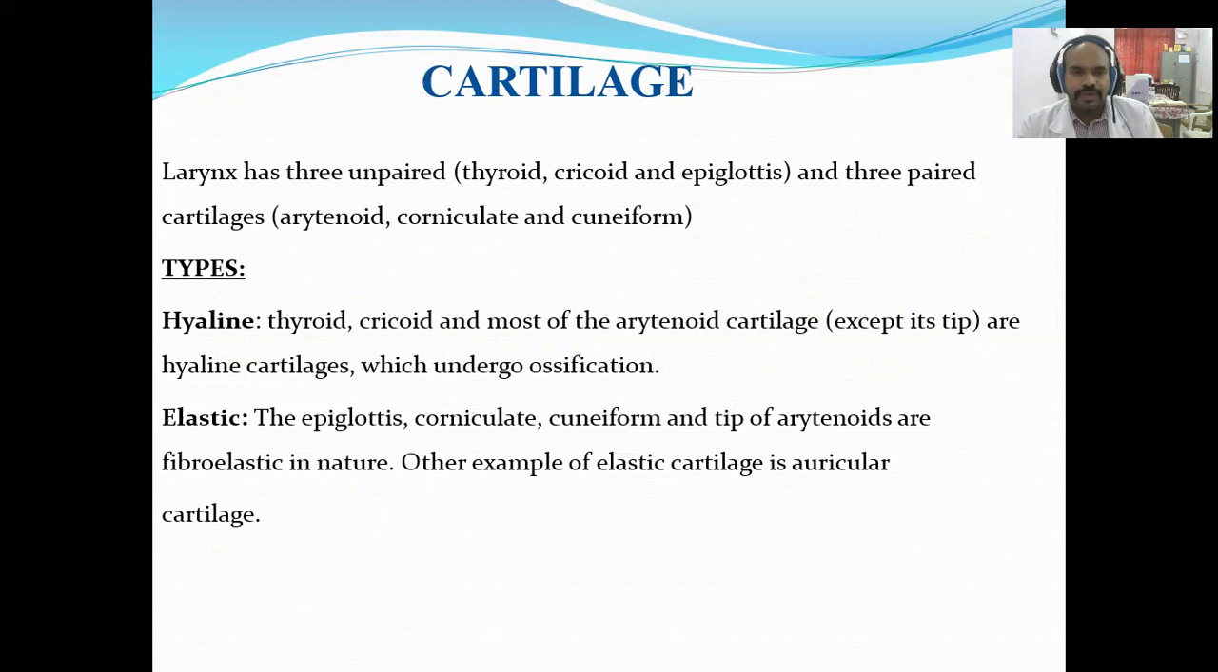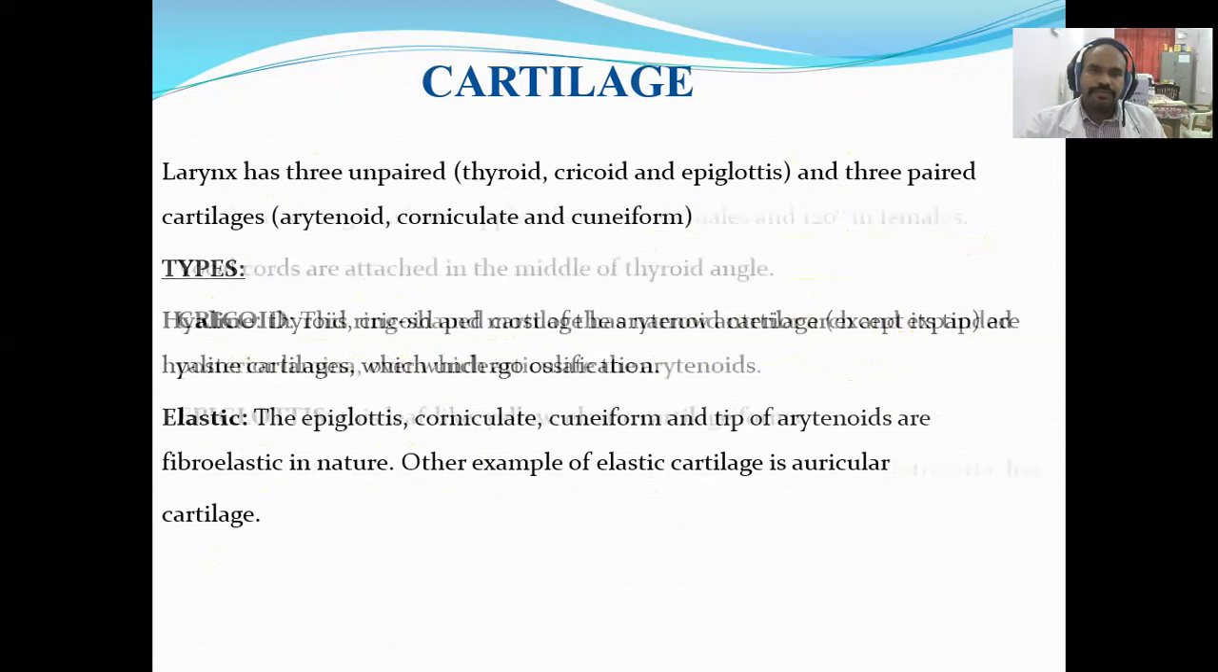Then the other type of cartilage mentioned here is the elastic cartilage, especially the epiglottis, corniculate, and cuneiform and the tip of the arytenoids. They all are fibroelastic in nature. The most important thing with respect to fibroelastic cartilage is its recoiling capacity. Another example of a fibroelastic cartilage is the auricular cartilage or the pinna, which has this recoiling capacity. So epiglottis, corniculate, and cuneiform have this elastic nature.